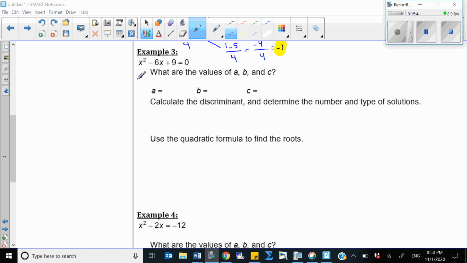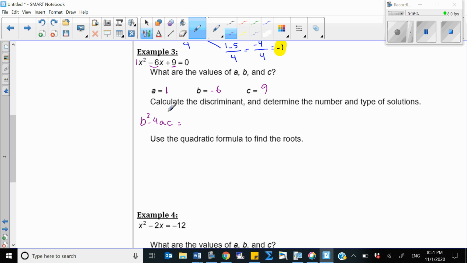Now let's work on example 3. X squared minus 6x plus 9 is equal to 0. This quadratic function is in standard form, so we're good for that. Now we just need to find a, b, and c. A is the coefficient of x squared, which is 1. B is the coefficient of x, which is negative 6 here, and c is the constant term, which is 9. Now the discriminant is b squared minus 4 times a times c.